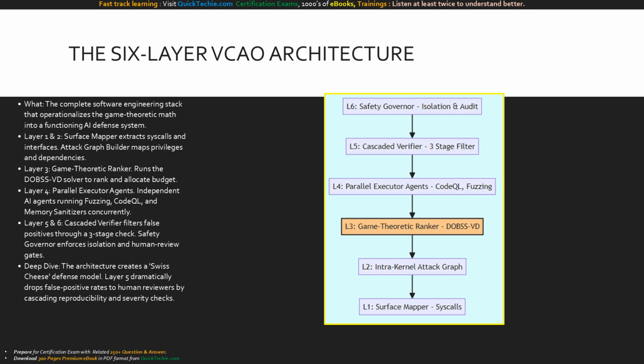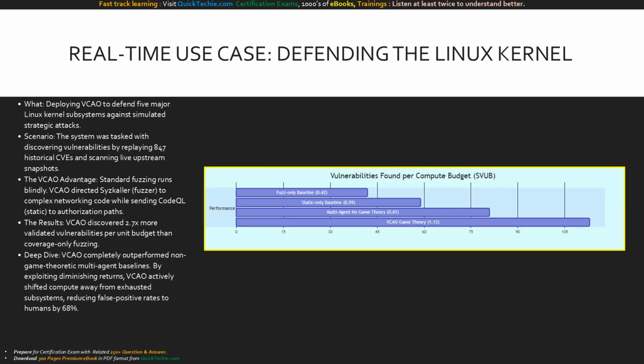It is a seamless loop of discovery and verification. Let's apply this to a real-time, highly critical use case: defending the Linux kernel. In a massive evaluation, VCAO was deployed across 5 major Linux kernel subsystems, tasked with replaying 847 historical CVEs and scanning live upstream code. The scenario tested VCAO against a simulated strategic AI attacker. The VCAO advantage became immediately clear.